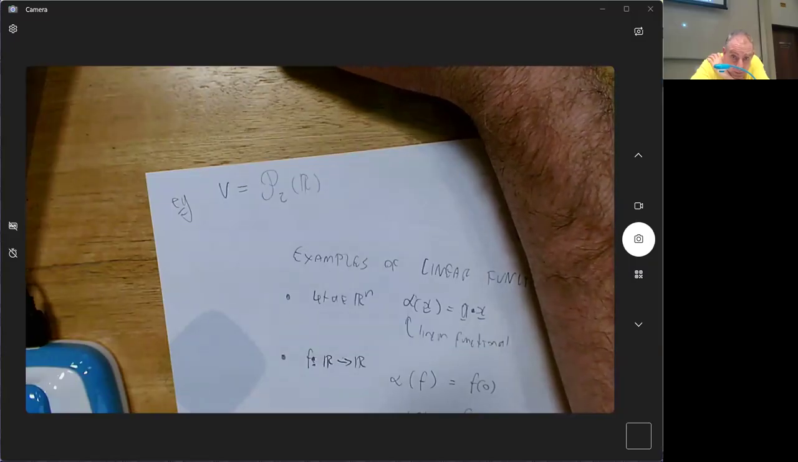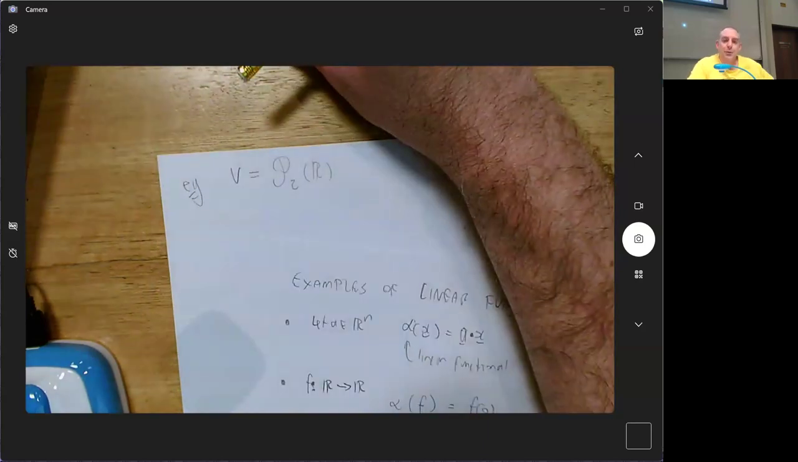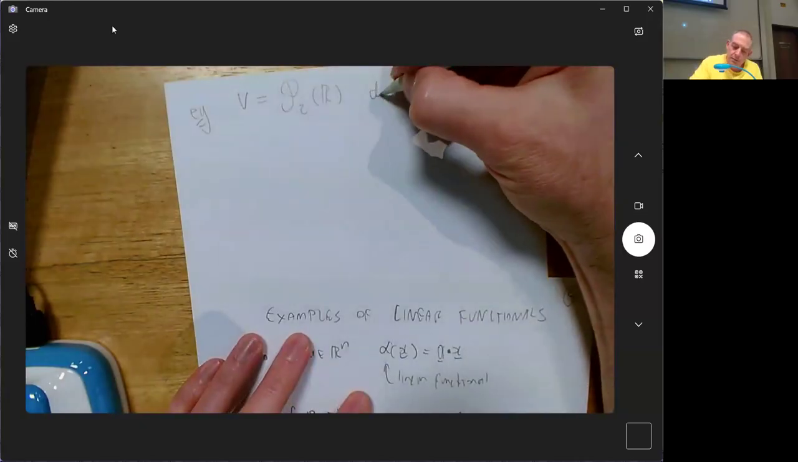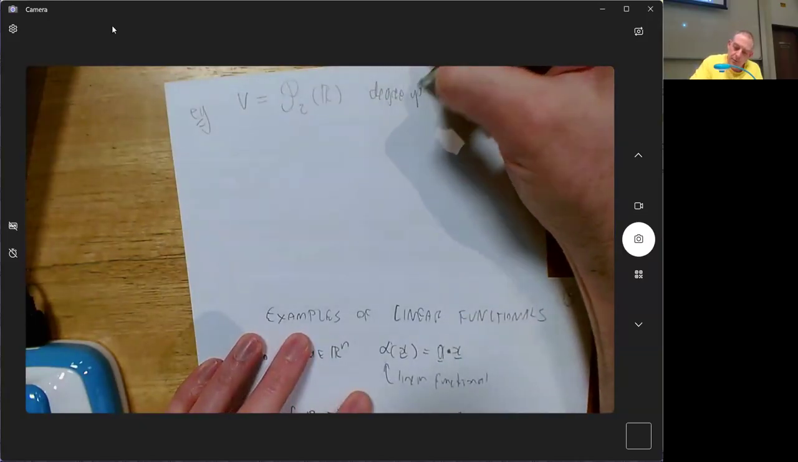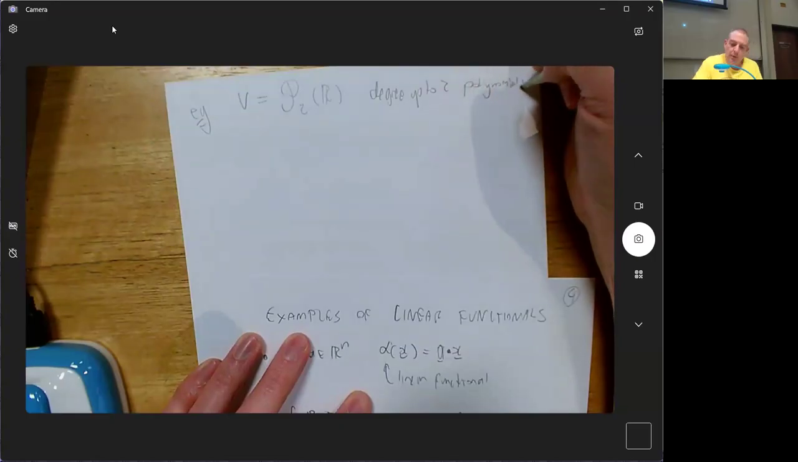Is a polynomial, that's a set of all the polynomials. What about the ones of particular degree? Oh, yep, I was right. P2R. Okay. Cool. So this is degree up to 2 with real coefficients.